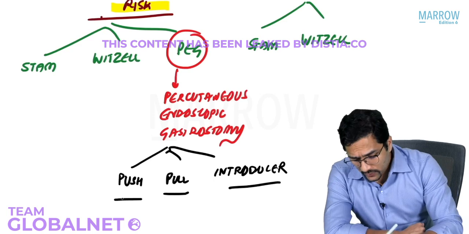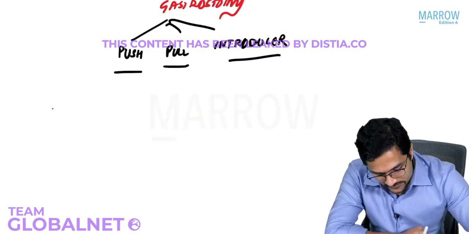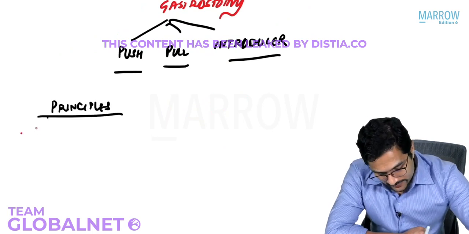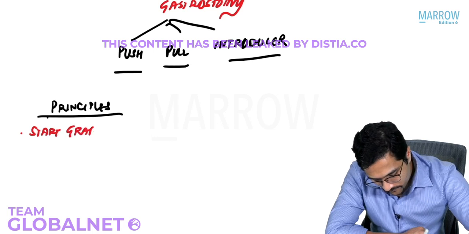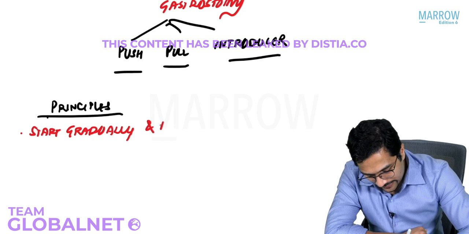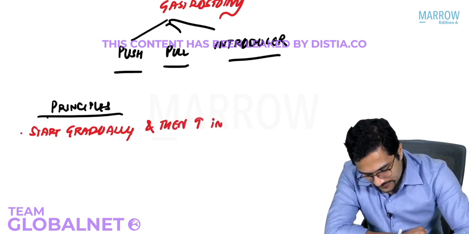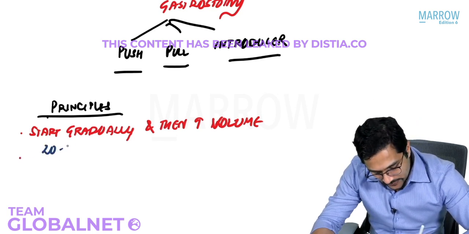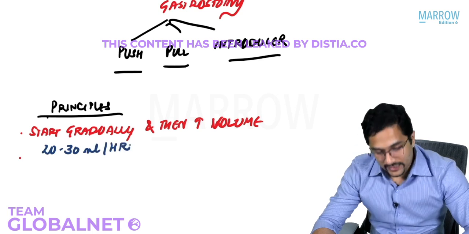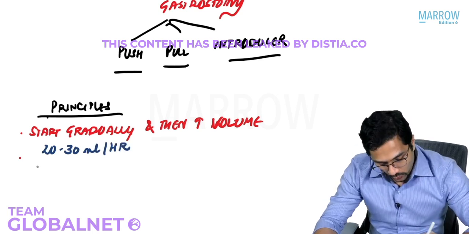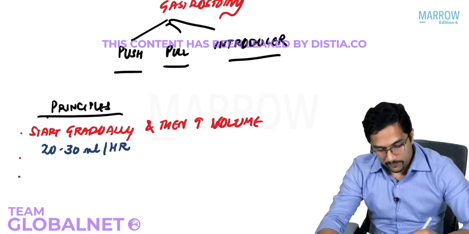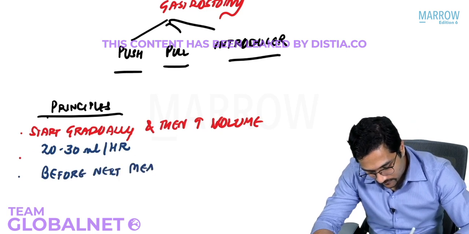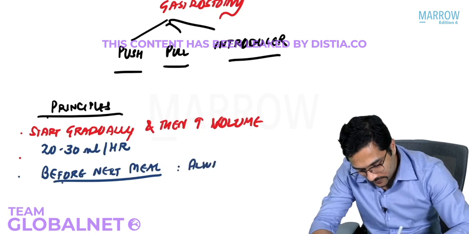Now, enteral nutrition, what are the basic principles which you need to know when you are starting the patient on enteral nutrition? Number one, we always start gradually and then increase the volume. It should be started at around 20 to 30 ml per hour, and then gradually we should build it up. We should always remember that before the next meal, we should always aspirate first.